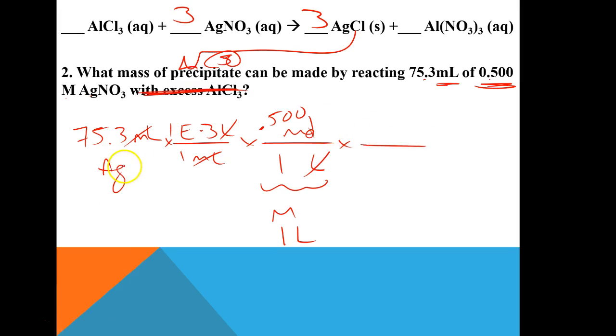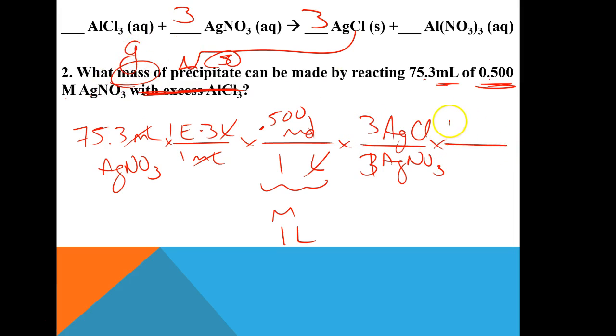I'm starting with AgNO3, so the AgNO3 goes on the bottom. There's a 1 by it. Oh, sorry, I lied, a 3. And then AgCl goes on top because that's my solid. That gets a 3 also. And then the last step, they're looking for mass. That means grams. So we're back to that 143.4 and 1 mole.